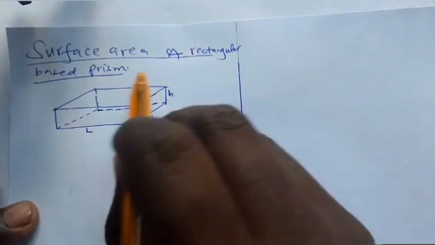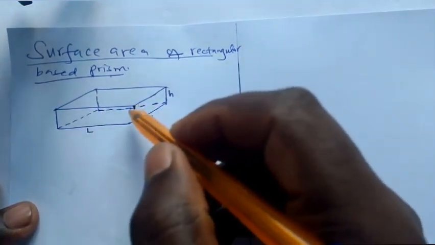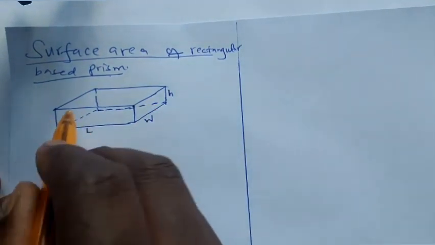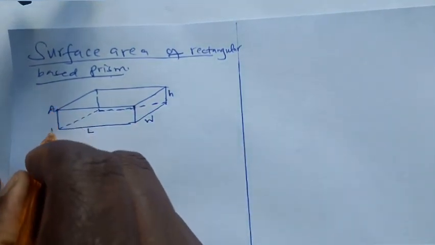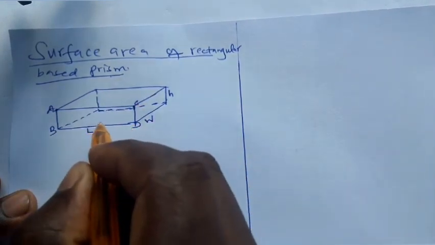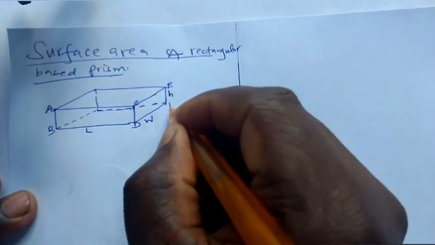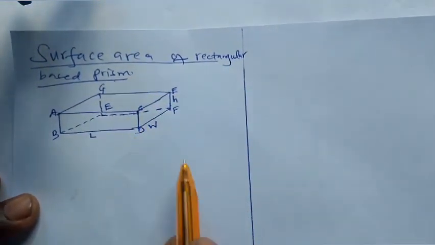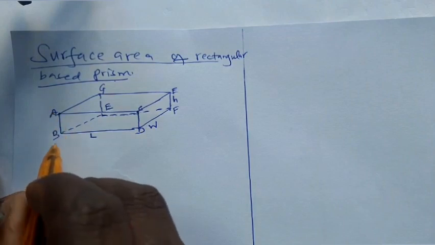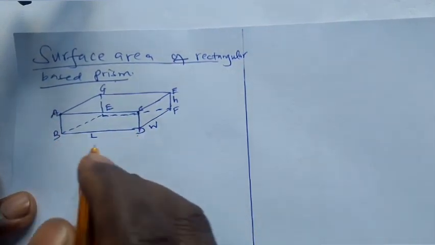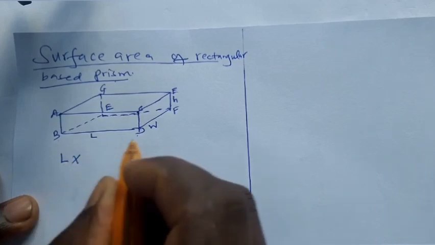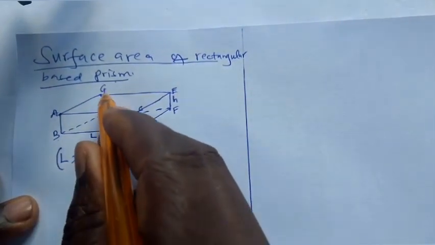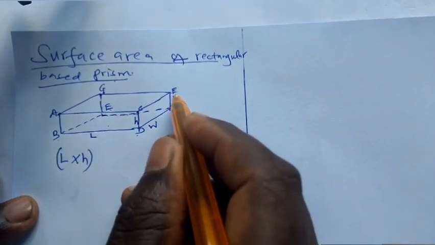Surface area of a rectangular based prism. This is a rectangular based prism. You can see these are rectangles. Now we have this rectangle A, B, C, D. This is a rectangle E, F, G, H. So to calculate the total surface area, first you calculate the area of rectangle A, B, C, D. That is length times H. Then this one is also E, F, G, H.